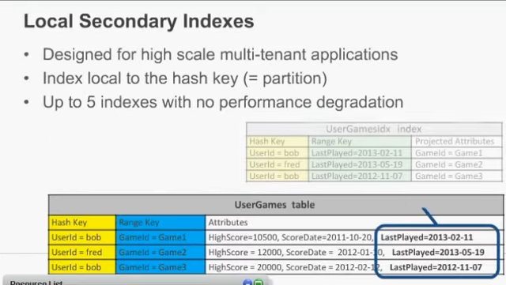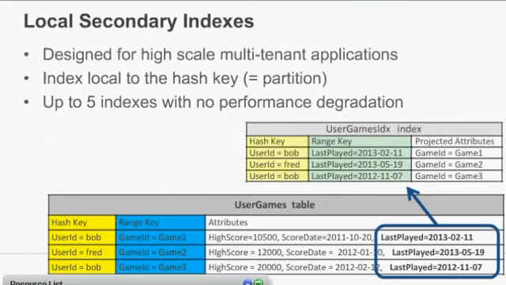DynamoDB also supports local secondary indices. In this case, these are designed for high-scale multi-tenant applications where you have data from multiple users stored within a single table. So you can index local to the hash key, which basically means that the local here applies to a partition within DynamoDB. And you can add 5 of these indices without any performance degradation on each and every table.